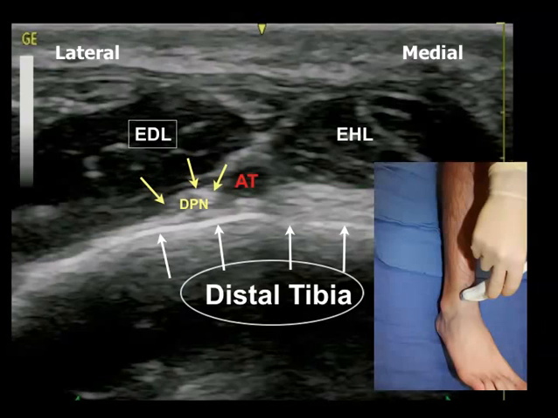The deep peroneal nerve and the anterior tibial artery both lie right on the surface of the distal tibia. So when you're doing this block, the needle will usually abut against the periosteum of the distal tibia. But this nerve can be blocked either between the anterior tibial artery and the deep peroneal nerve, or lateral to the deep peroneal nerve.